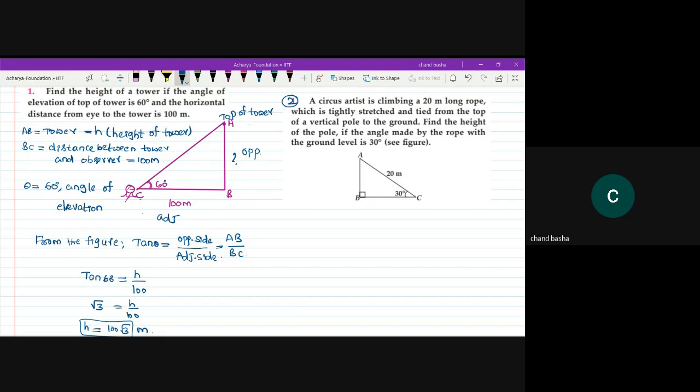So you have to observe the figure. A circus artist is climbing a 20 meters long rope, which is tightly stretched. I mean, no gaps will be there. The rope is tied and stretched from the top of the vertical pole to the ground. Find the height of the pole if the angle made by the rope with the ground level is 30 degrees. See the figure. Harshavardhan, I got your answer.